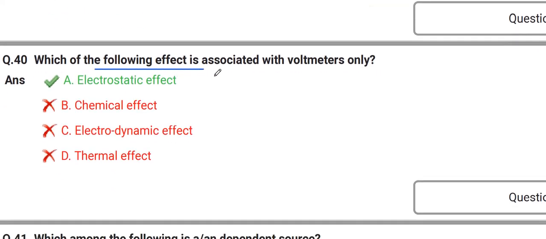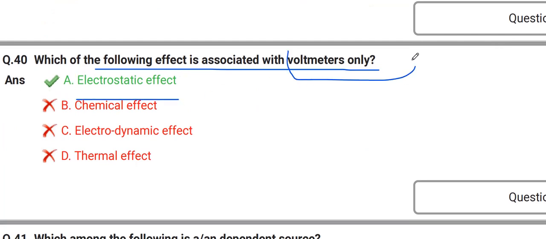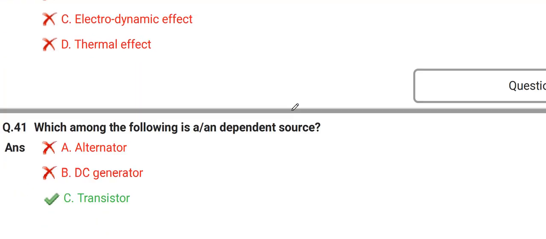Which of the following effects is associated with voltmeters only? So you know very well the electrostatic effect is used in electrostatic voltmeters. So for voltmeters, the electrostatic effect is associated.